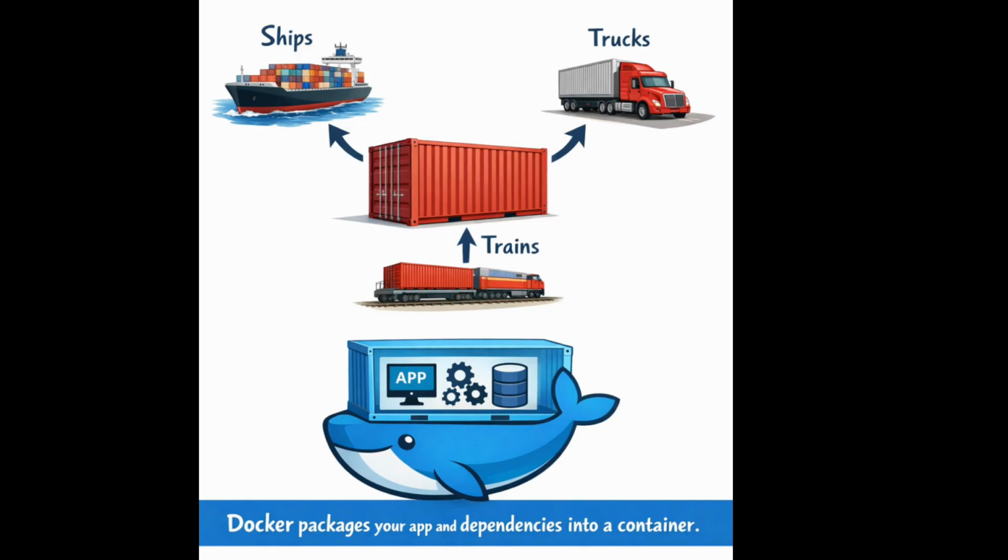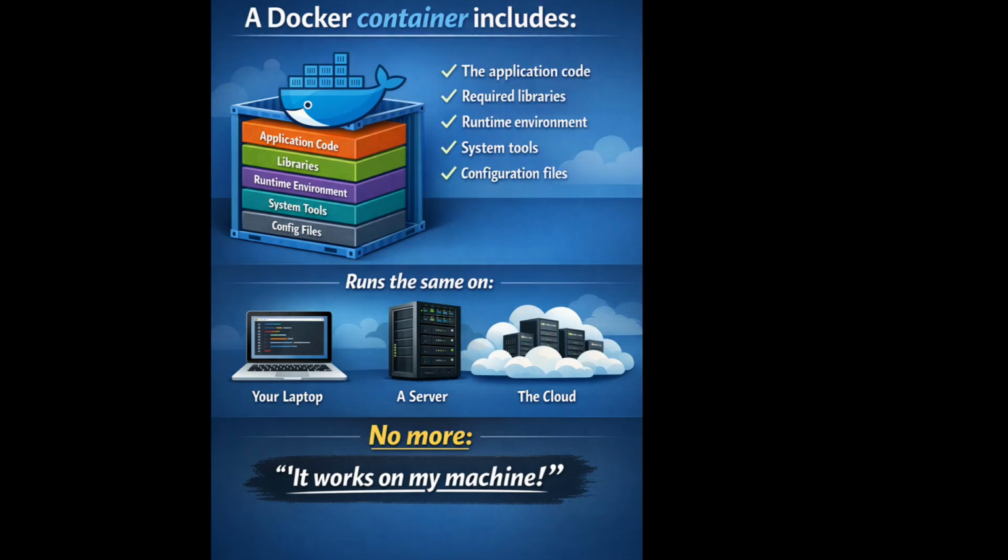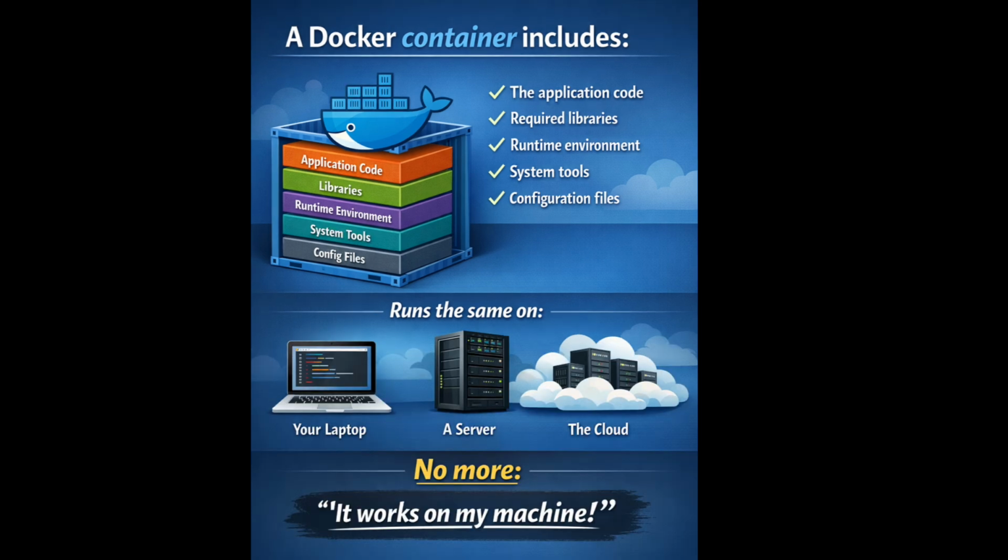It packages the application and everything it needs to run into a container. So a Docker container includes the application code, required libraries, runtime environment, system tools, and configuration files. Because everything is packaged together, the application runs exactly the same on your laptop, on a server, or in the cloud. This removes the famous problem, "it works on my machine."